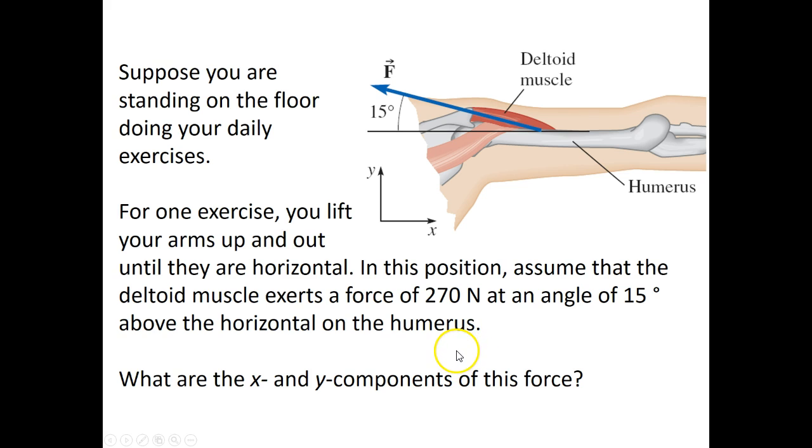This one's a little bit simpler to do. So if we're standing on the floor, we're doing our daily exercises. You lift your arms up until they are horizontal. In this position, we can assume that the deltoid muscle in your shoulder exerts a force of about 270 newtons at an angle of 15 degrees above the horizontal on the humerus.